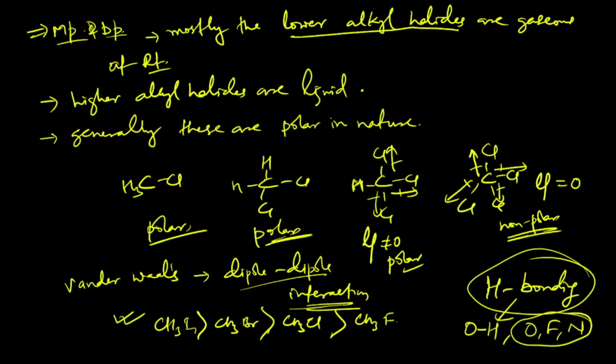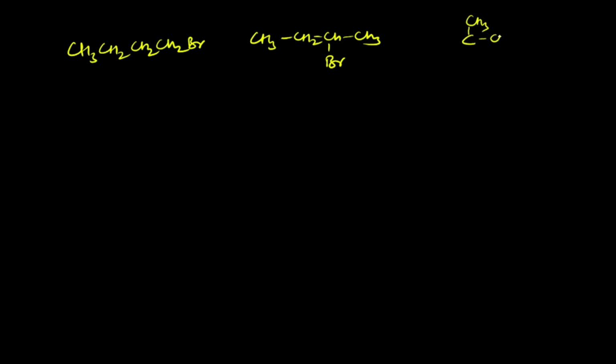Again, if you are taking isomers, suppose you have taken this molecule CH3CH2CH2CH2Br, then CH3CH2CH(Br)CH3, and one more molecule, carbon with three CH3 groups and Br. 1, 2, 3, 4, 1, 2, 3, 4, 1, 2, 3, 4. All are butane, all are four-membered only. We have only changed the position of bromide.